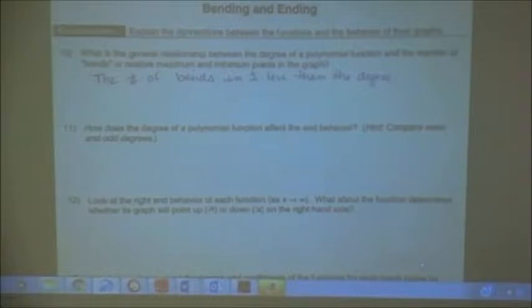So then it asks in number 11, how does the degree of the polynomial affect the end behavior? This one's not quite as straightforward to see, so they gave you a little hint. Compare even and odd degrees and see if that helps you come up with something. So look at all the ones that have an even degree, 2, 4, 6. What do you notice about their end behavior versus those that have odd, 1, 3, 5, 7?